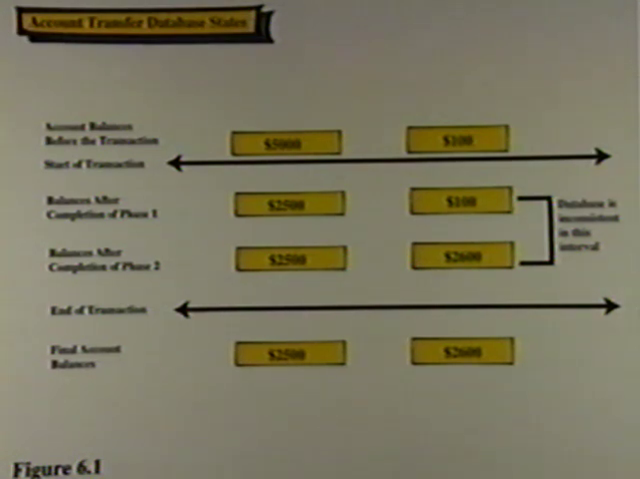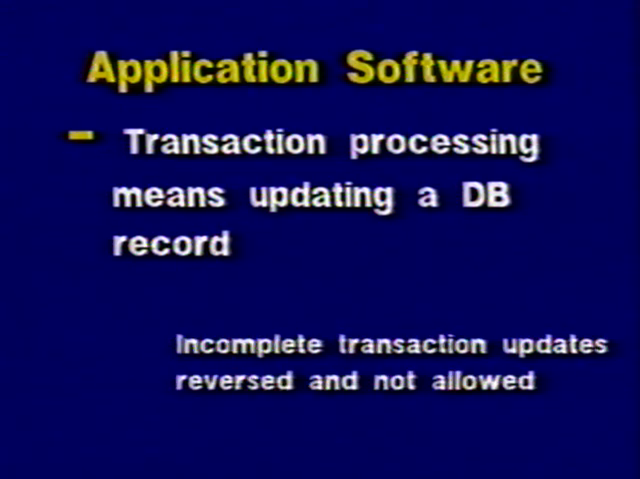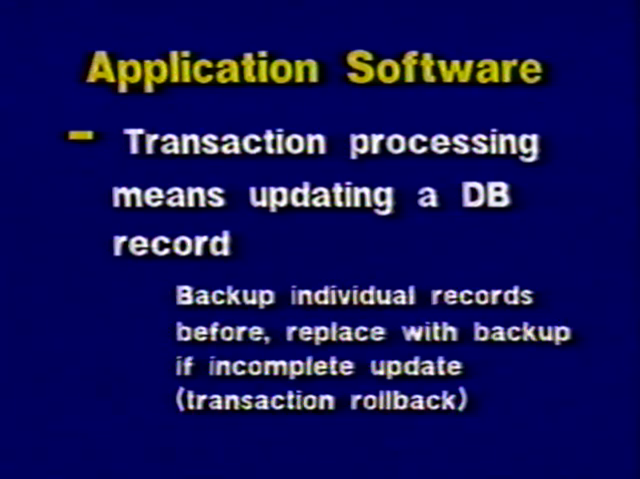Okay, what do we do with incomplete transactions? Essentially, incomplete transaction updates are reversed and not allowed. How are they reversed? Well, we can back up the individual records before we make any changes and then replace with the backup if the transaction is incomplete. Okay, this particular method is called transaction rollback. And let me show you how we do transaction rollbacks.